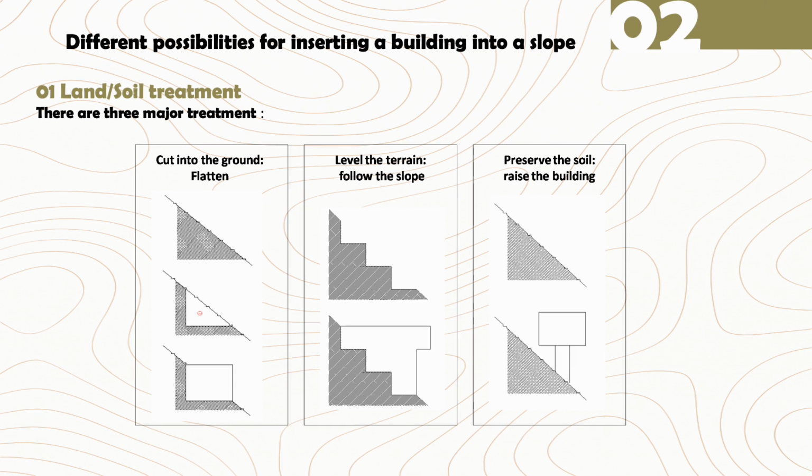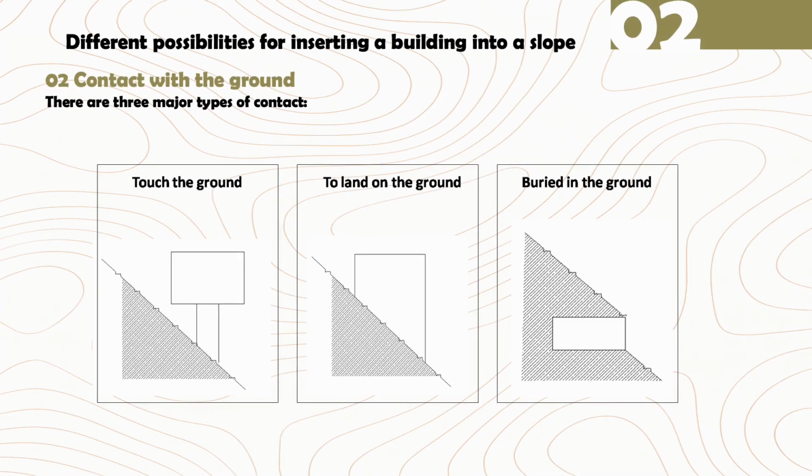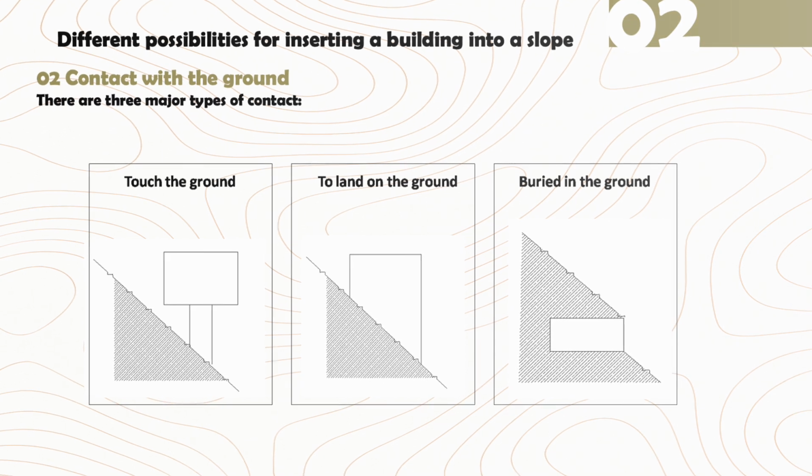There are different possibilities for inserting a building into a slope. Based on the land-soil treatment, we can distinguish 3 types: cut into the ground, level the terrain, preserve the soil and raise the building. And, based on the contact with the ground, we can distinguish 3 types: touch the ground, land on the ground, and buried in the ground.